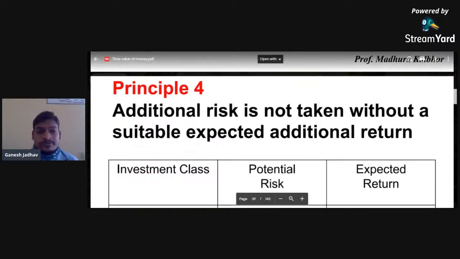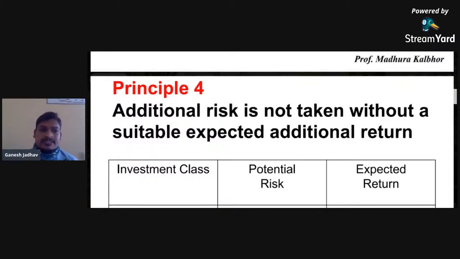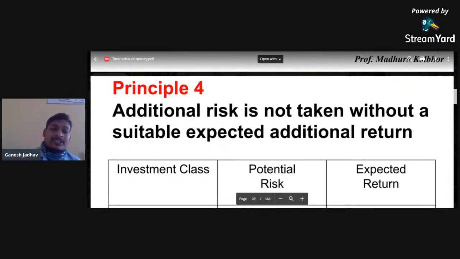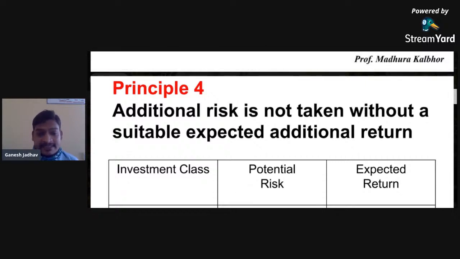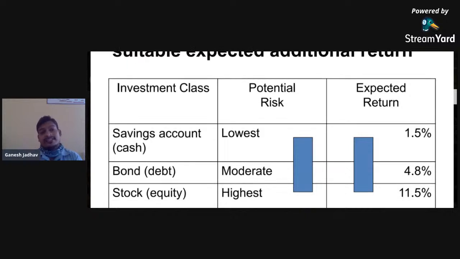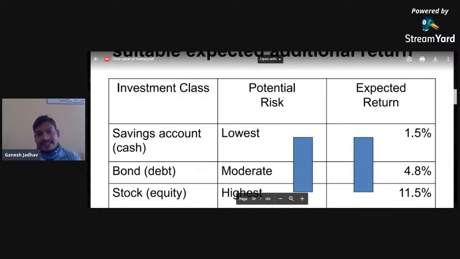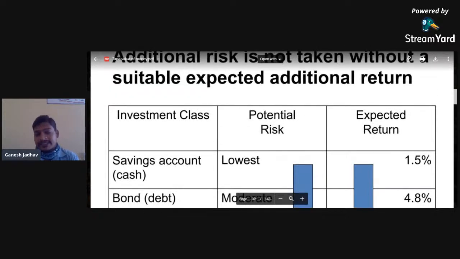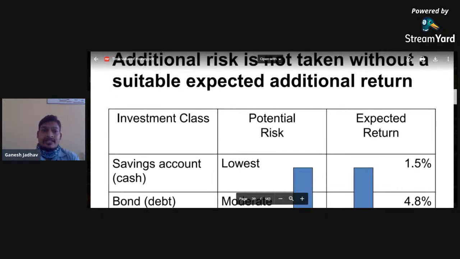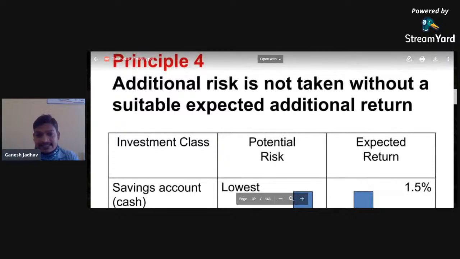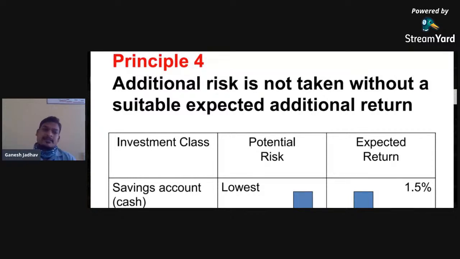Then your fourth principle. What is the fourth principle? Additional risk is not to be taken without the suitable expected additional return. So these are the investment classes, with potential risk and expected return. Whenever you take additional risk, the expected return automatically increases.